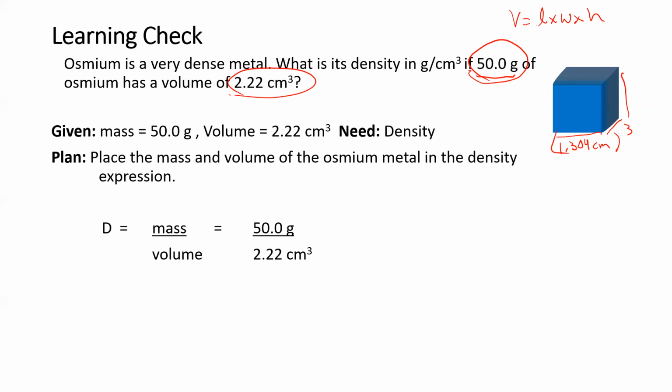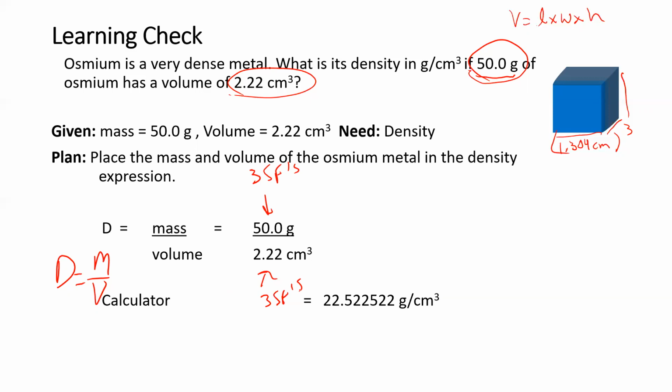So density is mass over volume. And I have 50 grams over 2.22 centimeters cubed. This has 3 sig figs because those zeros count because there's a decimal even though they're trailing. This has 3 sig figs as well. So I'm following the rules of multiplication and division, picking the least. The least is 3. My final answer should have 3 sig figs.